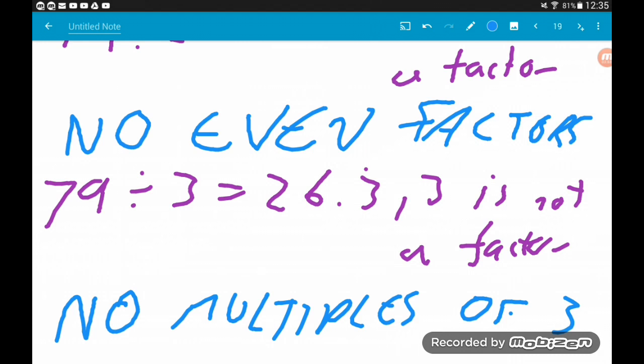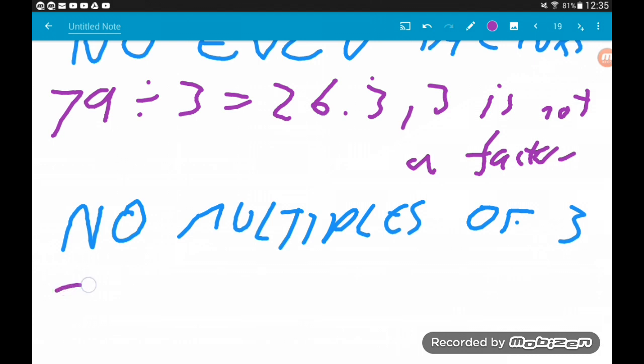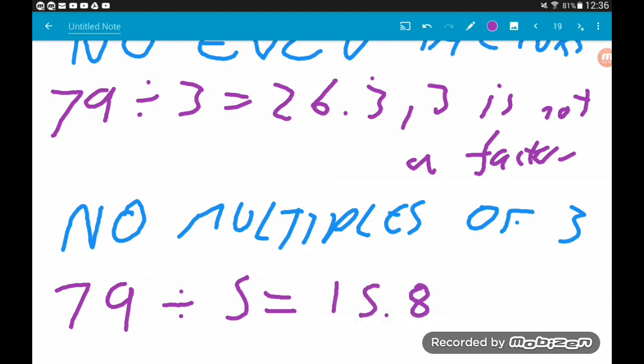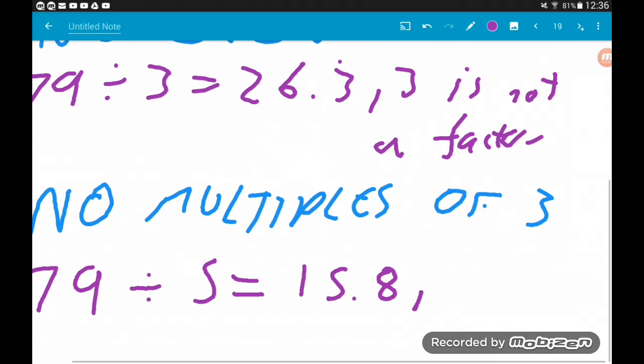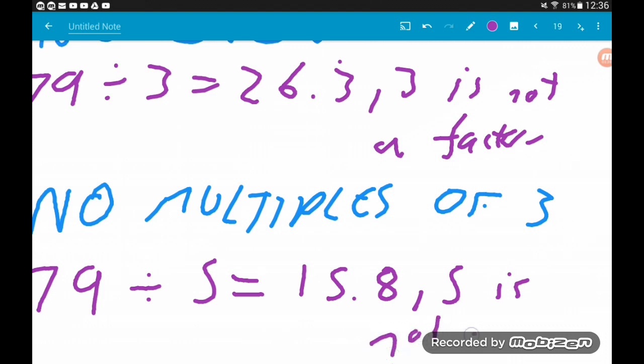And the next thing we have to go to then is 5. So let's test 5. 79 divided by 5. Well, that's going to give us 15.8. So, what does that tell us? That tells us 5 is not a factor. Thus, no multiples of 5.